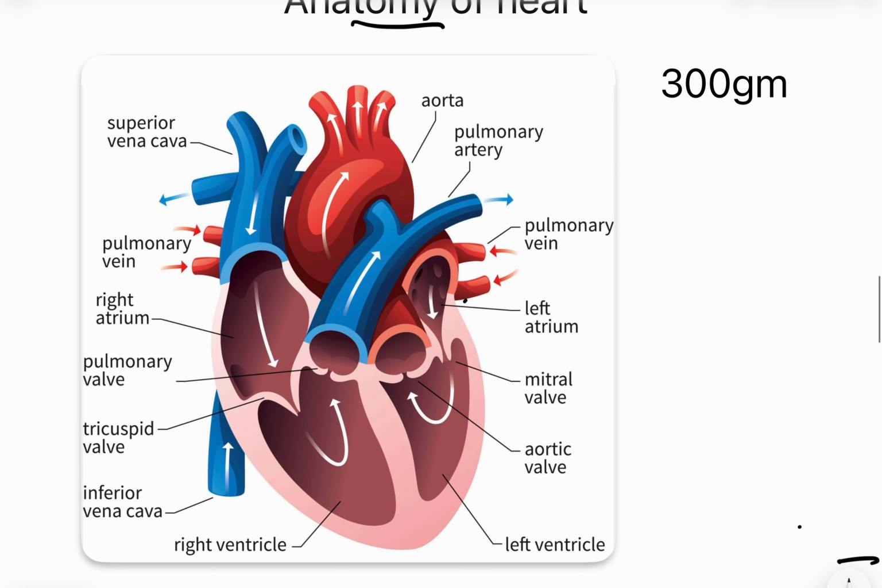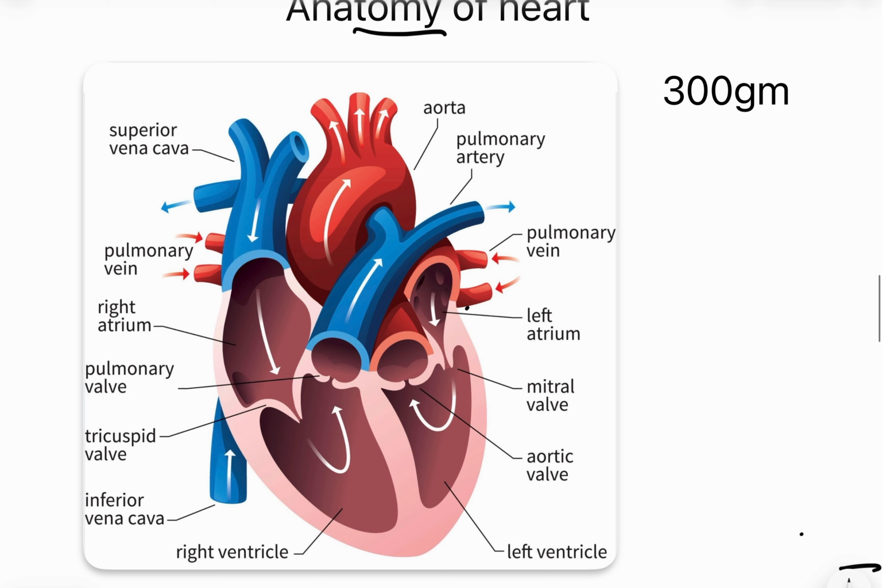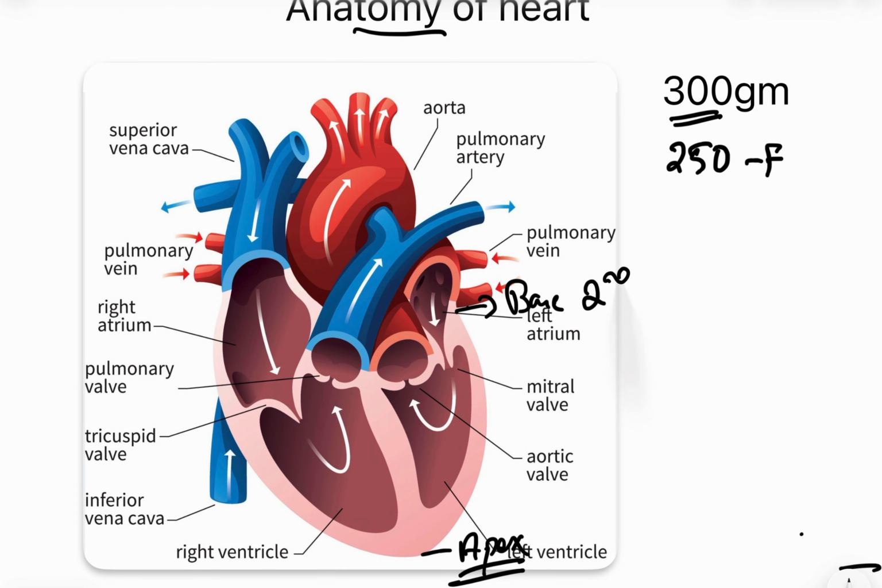So in today's session, we were learning about the anatomy of the heart. We said the weight of the heart differs: approximately 300 gram for males and 250 for females. And then we were saying about the apex of the heart. The heart is not lying on its base. It is lying on its apex. Very important. And the base of the heart is here, in the second intercostal space, and the apex is in the fifth intercostal space.